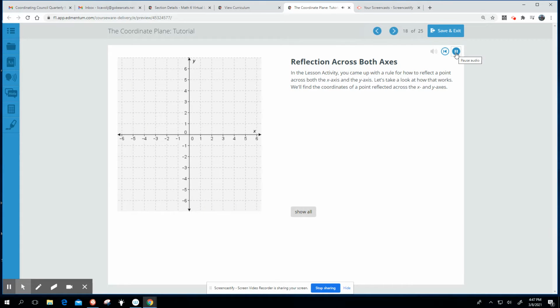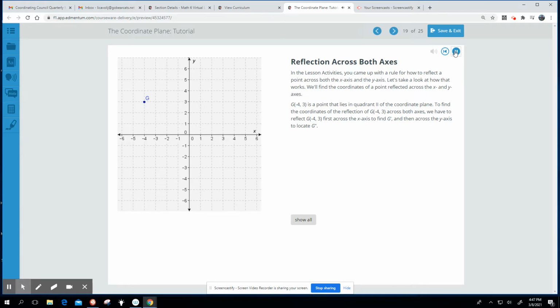Reflection across both axes. In the lesson activity, you came up with a rule for how to reflect a point across both the x-axis and the y-axis. Let's take a look at how that works. We'll find the coordinates of a point reflected across the x and y axes.